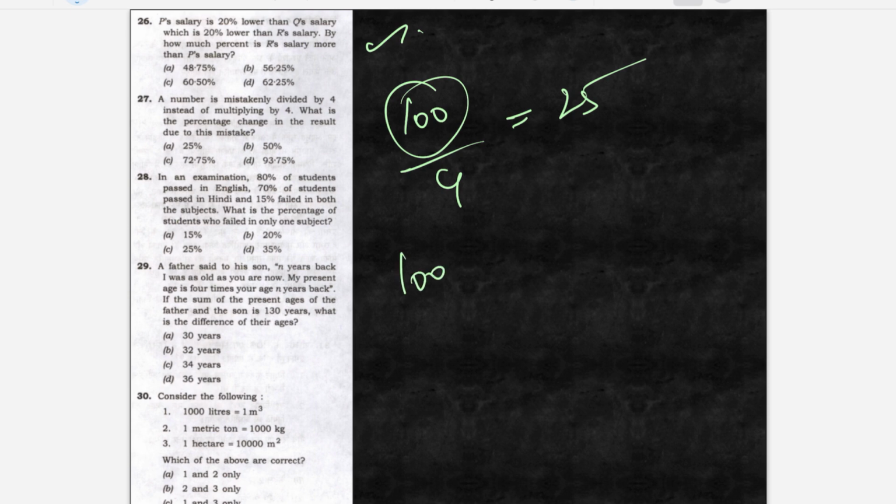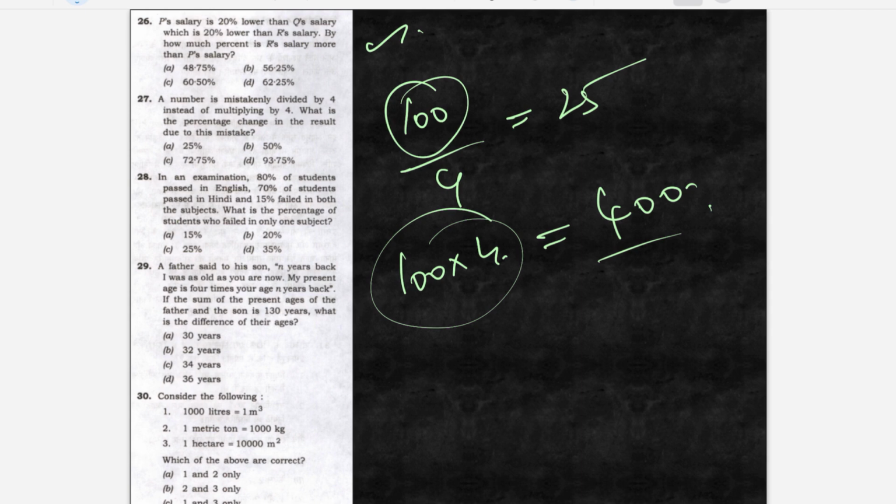Okay, look at the next question, 27. A number is mistakenly divided by 4 instead of multiplying by 4. Now what is the percentage change in the result due to this mistake? Again, seems to be a very simple question, no clear number is given, so let's assume a number to be 100. This 100 is mistakenly divided by 4, so the answer you get is 25. But what you should have done is multiply it by 4 so as to get an answer of 400.